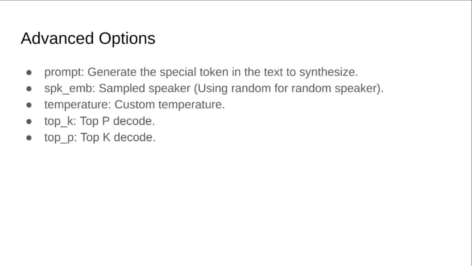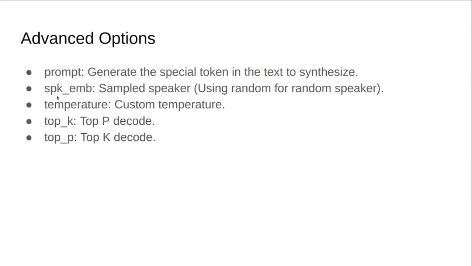Next, we have more advanced options you can set. You just use the set input function and set the index to 1. There are 5 options you can set. The first one is prompt, which will generate a special text for synthesis. For the special usage you can refer to the example code.